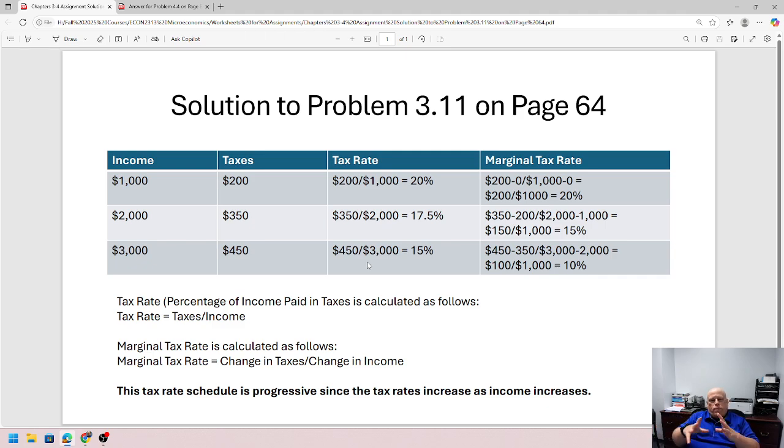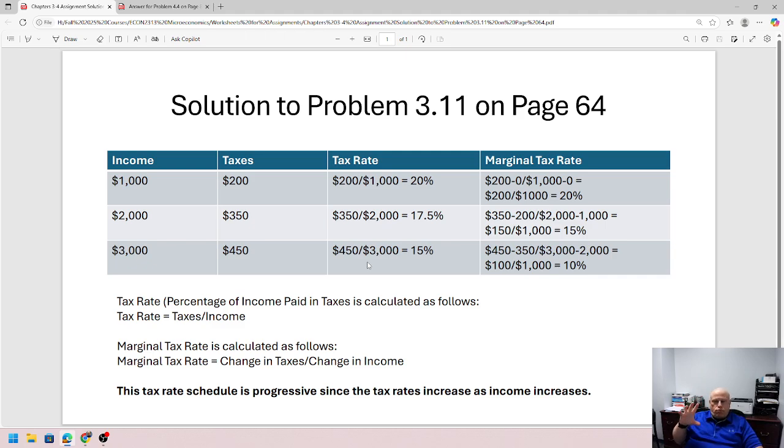Remember, marginal values are basically the change in values as we move from one, in this case, one income to another. So, on the very first one, the marginal tax rate is going to be the same as the regular tax rate, the average tax rate, because we're moving from basically 0 to 1,000. So it would just be $200 minus 0, which is our taxes before, over 1,000, which is our income now, minus what it was before, which was 0. So on that first one, the marginal tax rate is going to be the same as your average tax rate.